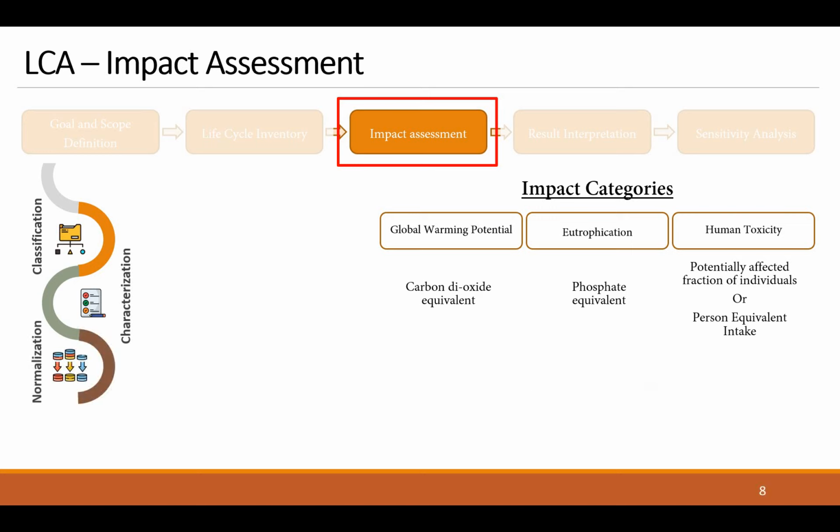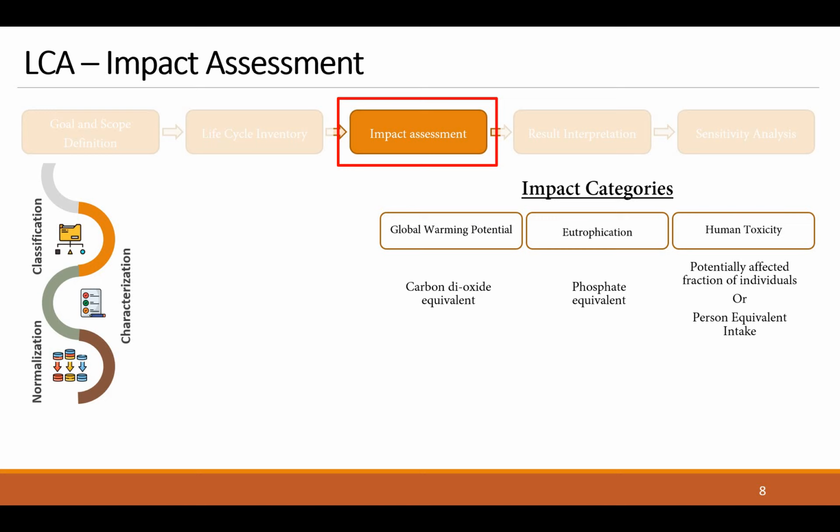The next stage is normalization. Now we can see that even when we have one value for one impact category, it is not possible to compare two different impact categories. Again, the same amount of carbon dioxide equivalent and phosphate equivalent won't harm the environment in a similar way, because both of them have a very different mechanism and very different impact on the environment. One is degrading the water and one is degrading the air.